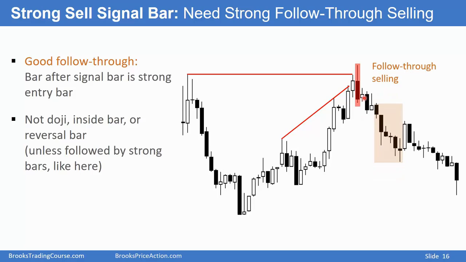So here we initially had bad follow-through and then bad follow-through again here, but then we got over here 6 bars without a bull body. The follow-through is getting stronger, and it increases the chances that the market will go at least a little bit lower.